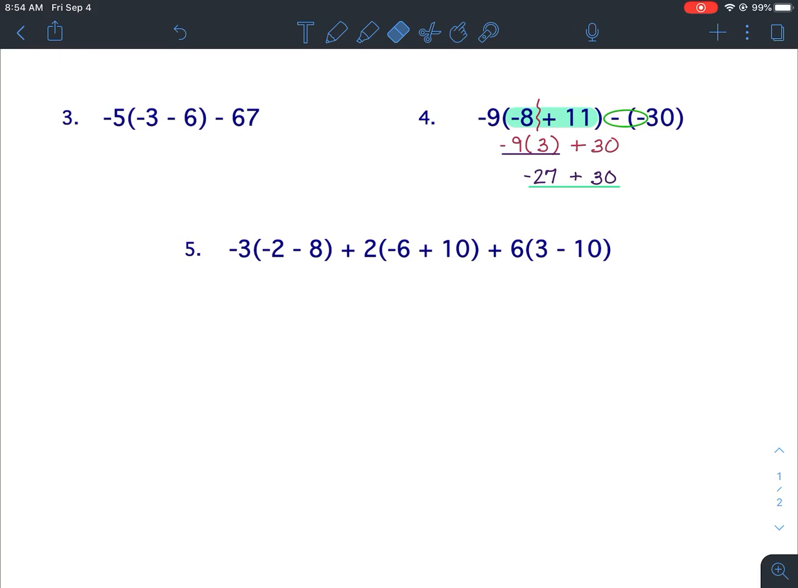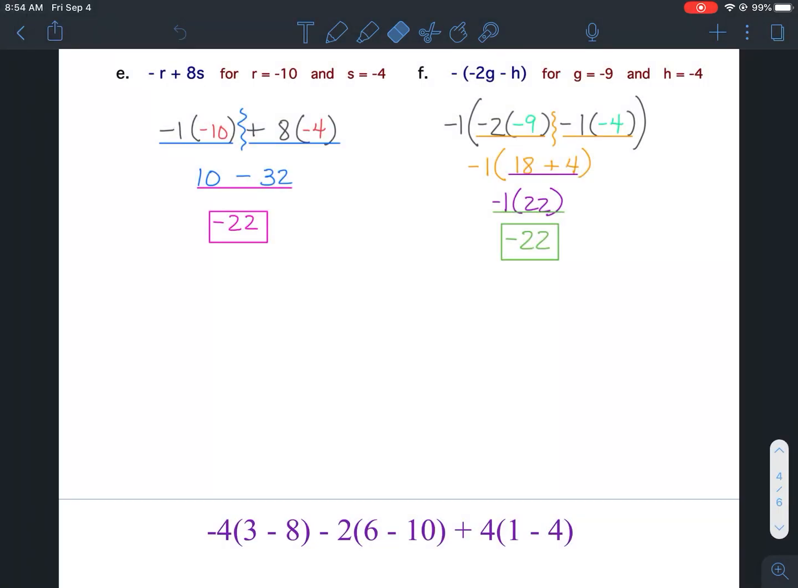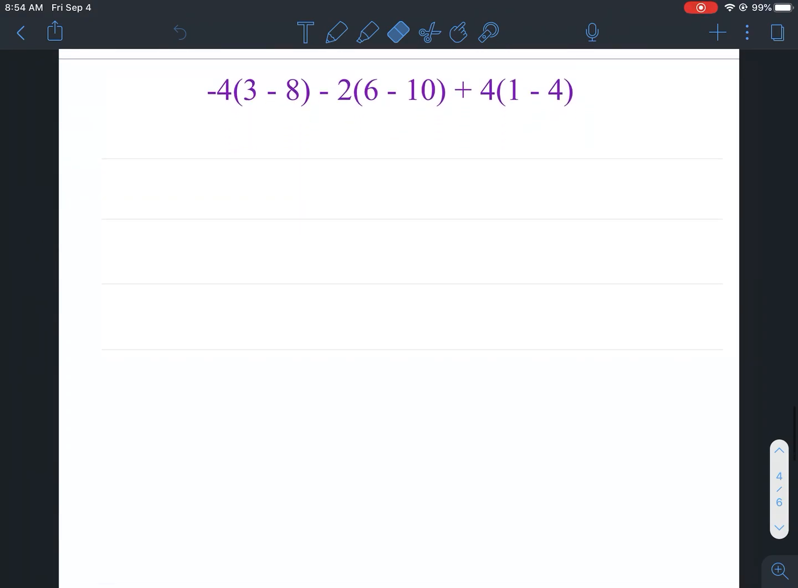It's really the same thing, but if you notice, there are 3 sets of parentheses. So I need to do what's in the parentheses first. To do that, I want you to go to your notes, go to the Evaluating Expressions Lesson B notes, go to the last page, example 7, and underneath examples E and F, I want you to write this problem down. Go ahead, pause your video, and write that down. Okay, this problem will help you complete problem number 5 of the Bellwork.